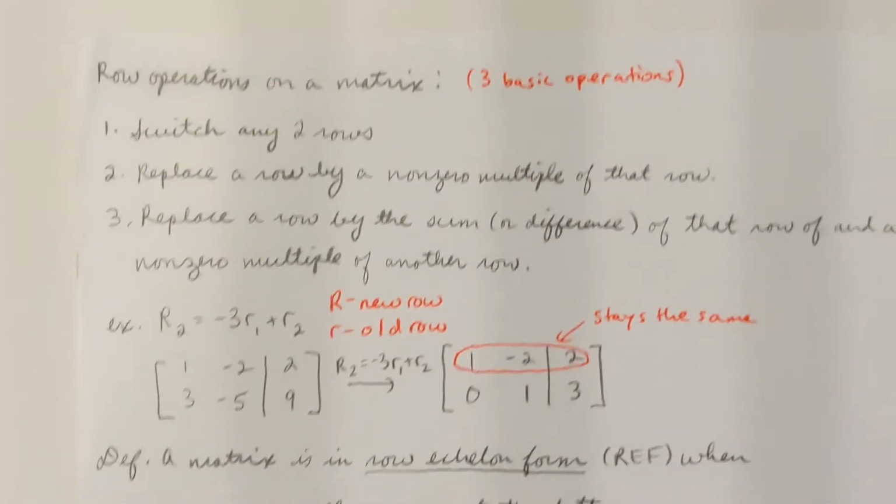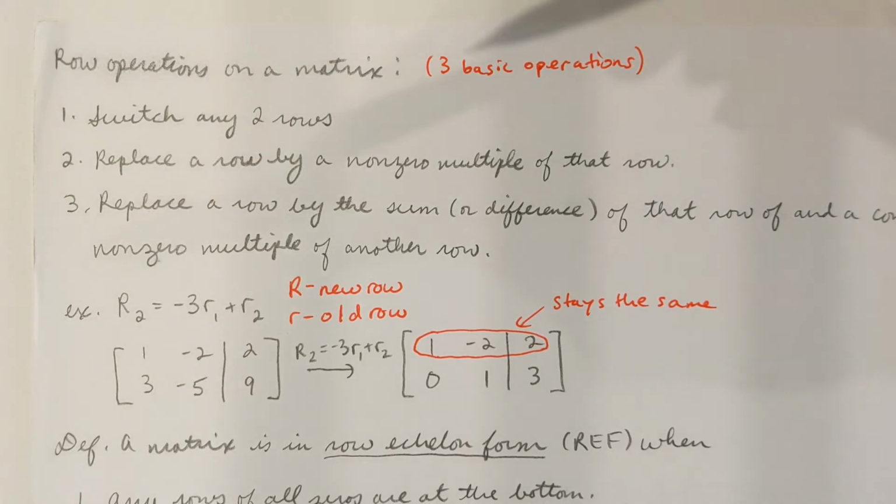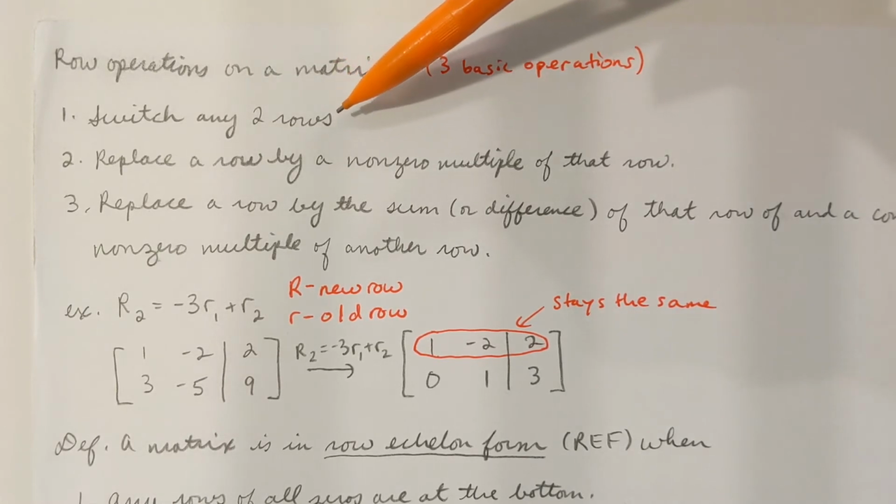Okay, now the next thing that we'll want to know how to do here is compute row operations on a matrix. There are three basic row operations that you can do on a matrix. The first operation is that you can switch any two rows.